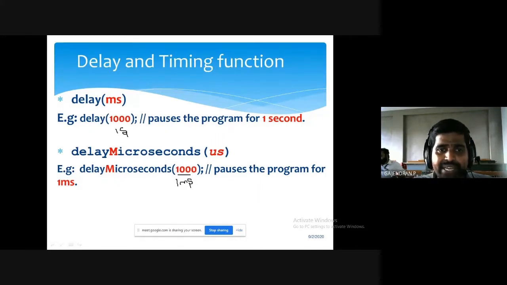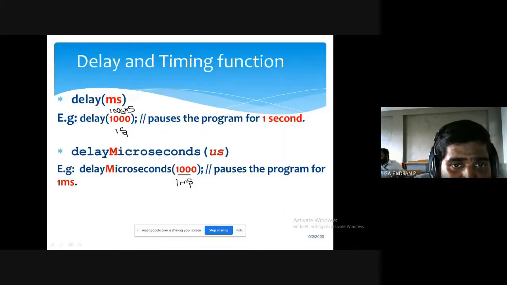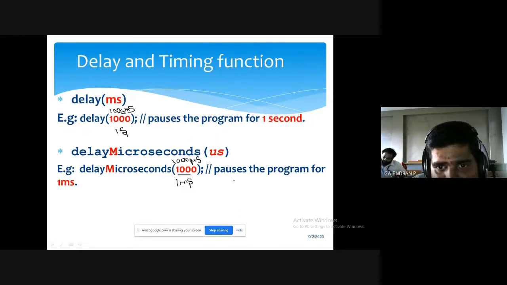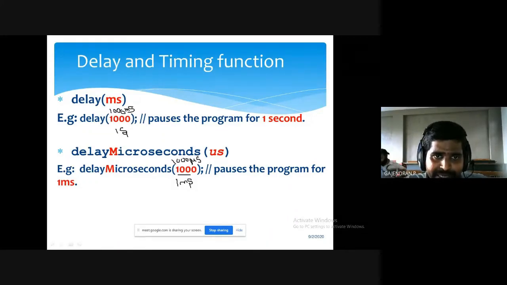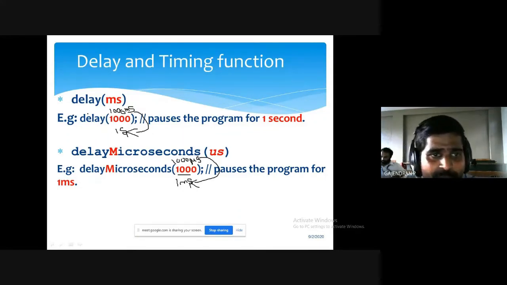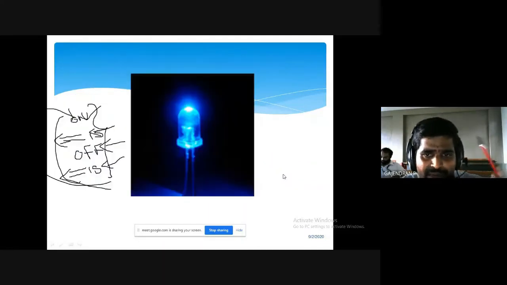Here it is 1000 milliseconds, and here it is 1000 microseconds. Take a screenshot of the image. 1000 milliseconds is equal to 1 second. 1000 microseconds is equal to 1 millisecond. In this way, you can use it. We are going to use only this delay function for our today's exercise.